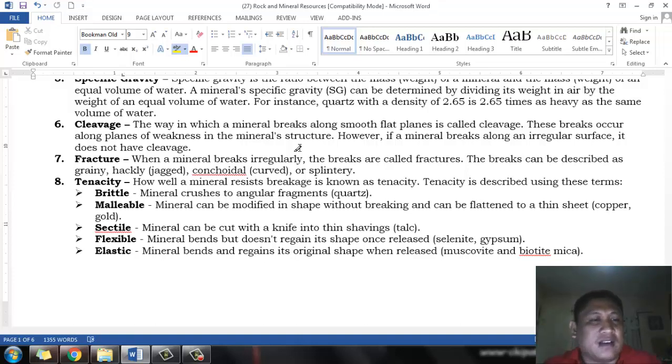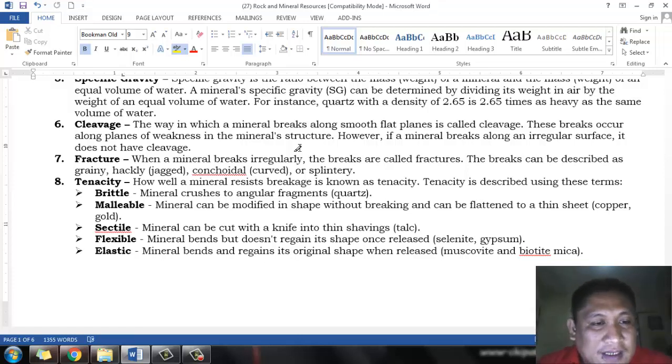It's actually very hard. Another characteristic of mineral are fracture. So when a mineral breaks irregularly, the breaks are called fractures. So hindi ka babungkag na siya, magka pieces. The broken pieces of that is what we call fractures. So the breaks can be described as grainy, hackly, or jagged, or conchoidal or curve. Conchoidal curve ang iyang fracture, or splintery. Kanang na mga edge ba murag splinters, no?